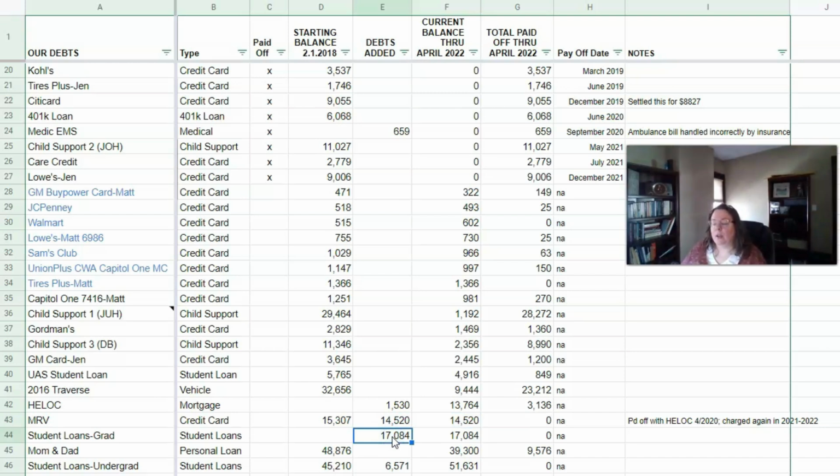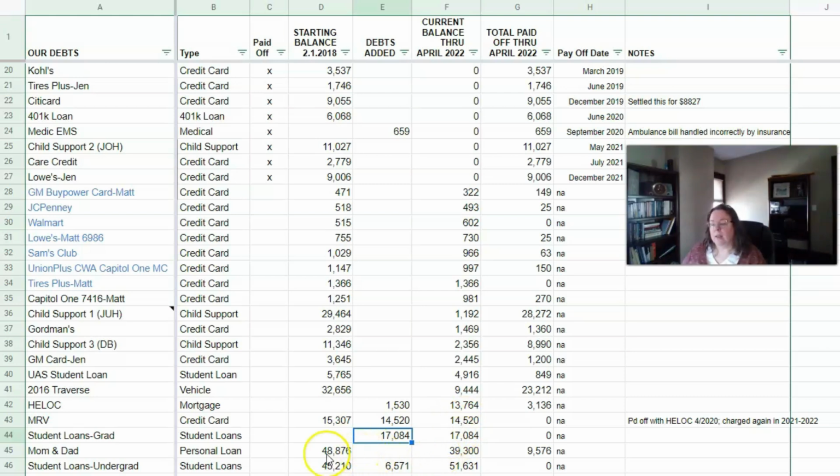So here are Matt's student loans. This is for the graduate program that he's in right now. This is new debt again. I forgot to make a point of the debts that were added after we started in 2018. We've got these new ones down here. The graduate student loans, for sure, are all federal, so we're not paying anything on them right now, but they're $17,084.